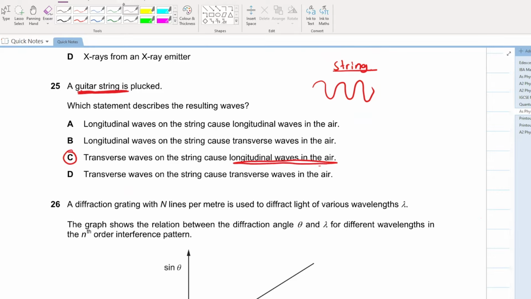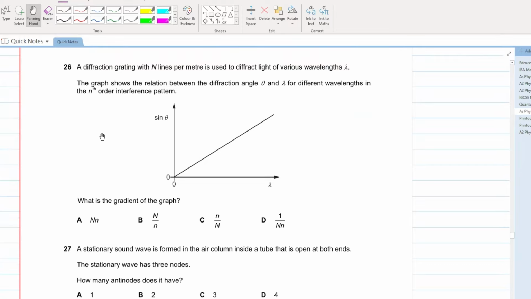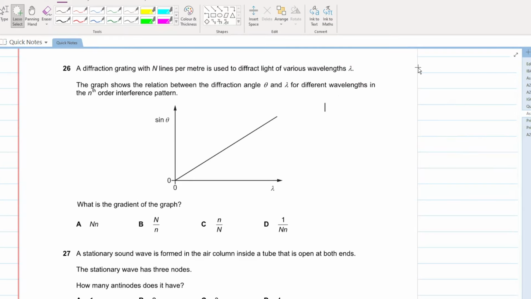A diffraction grating with n lines per meter is used to diffract light of various wavelengths lambda. Just wait a minute. The graph shows the relationship between the angle and the wavelength for different lambdas. What will be the gradient of the graph?